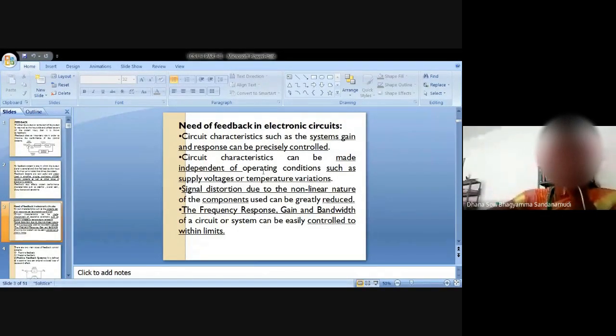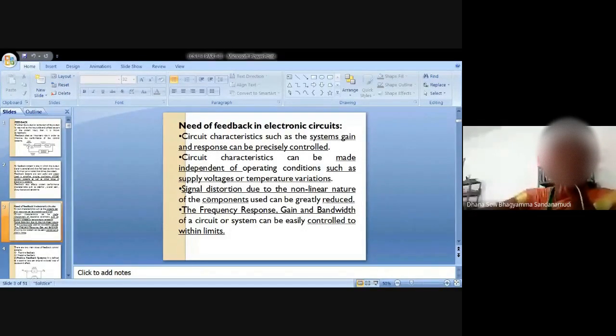Because of the feedback, these gain and response become independent of the supply voltage and temperature variation. So whenever feedback is given, the gain and the response may become independent of the supply voltage or the temperature variation. Next, signal distortion due to the non-linear nature of the components.